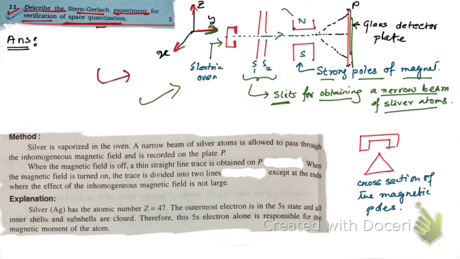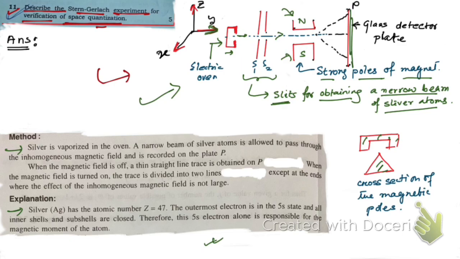These are the magnetic poles, and these are the cross sections of the magnetic poles as I have shown here. And here is the electric oven that vaporizes the silver atoms and fires them. This is the explanation that I have already done, so you can pause the video and write it.